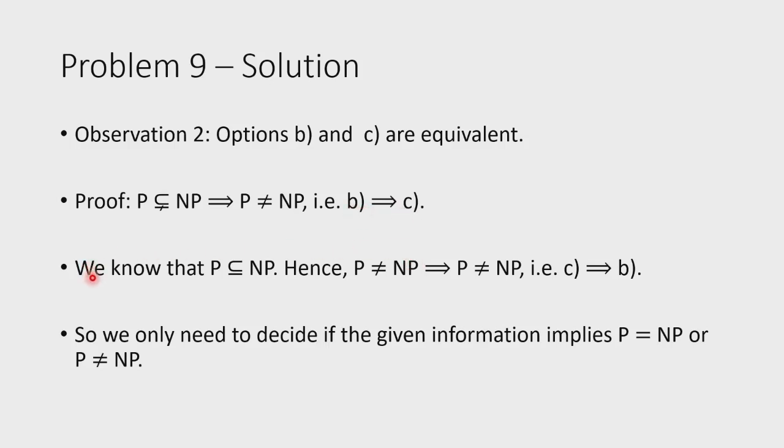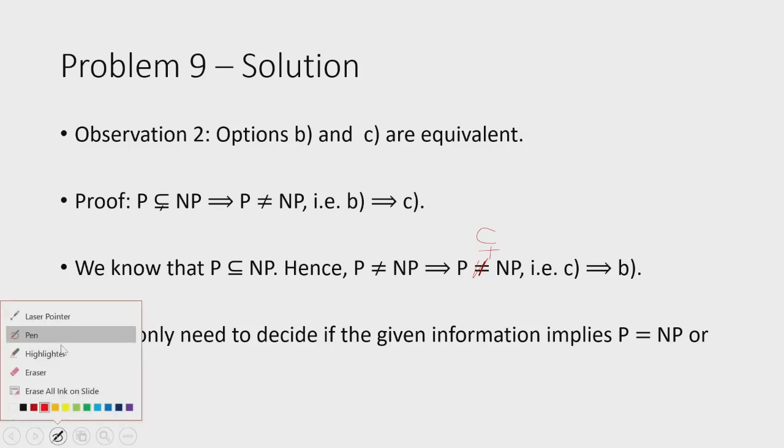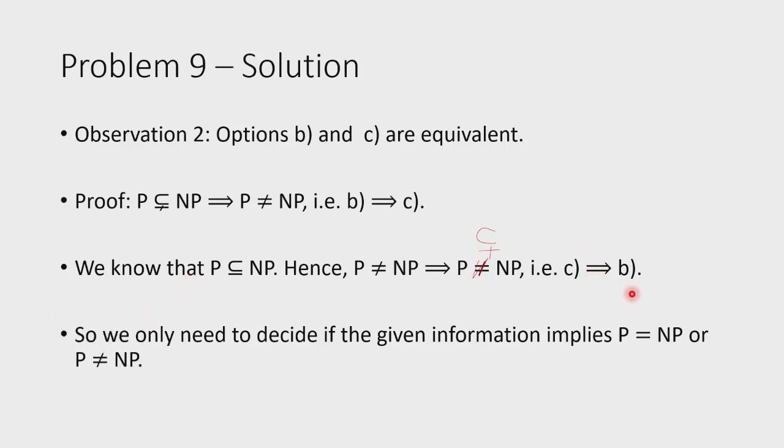Now we know that P is contained in NP. So if P were not equal to NP, then P must be a strict subset of NP. Do you agree with this? Yes. Right. So C also implies B. So B and C are equivalent.